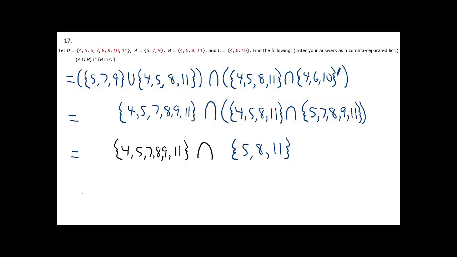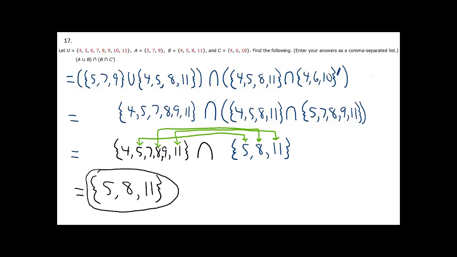And finally, I want to intersect those 2 sets, the remaining 2 sets. So I look for overlap. And again, there's a 5, an 8, and 11. So the intersection of those 2 sets is the set containing 5, 8, and 11.